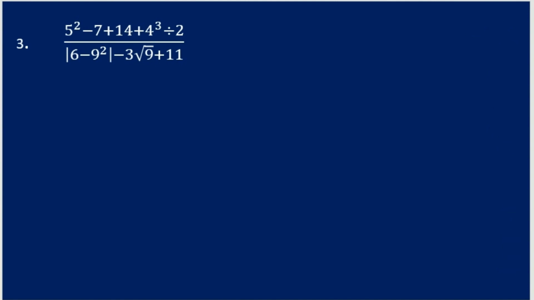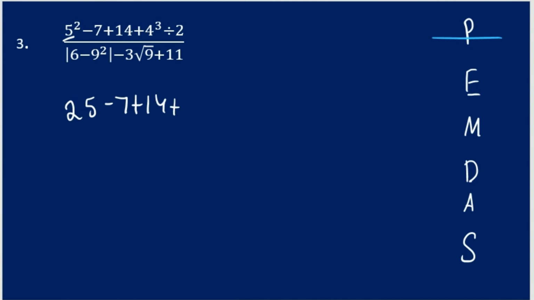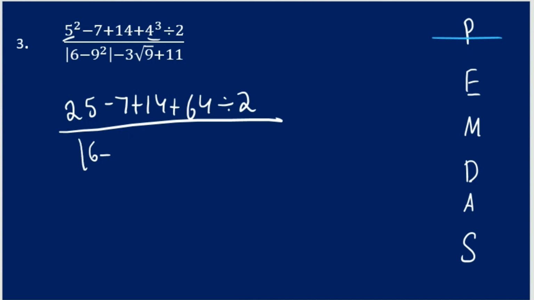To solve this question, let's just write our little trick here. PEMDAS. Okay. So first, there are no parentheses. So basically cancel that out. Now there are exponents. So now 5 squared is 25, minus 7 plus 14 plus. Okay, now there's 4 cubed, and 4 cubed is 64, divided by 2, over. Now 6 minus 9 squared is 81, minus 3 square root 9 plus 11. Okay, so now we're done with that.